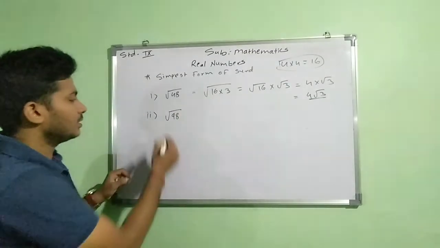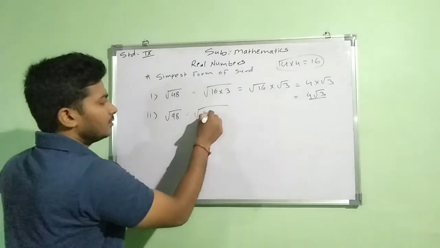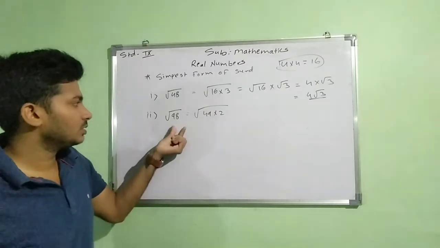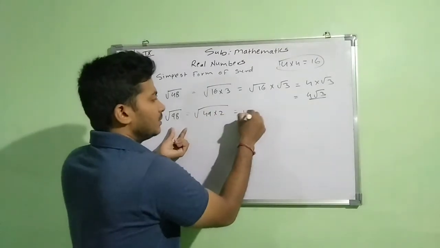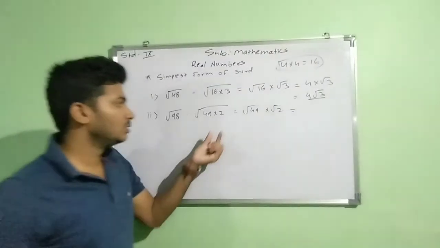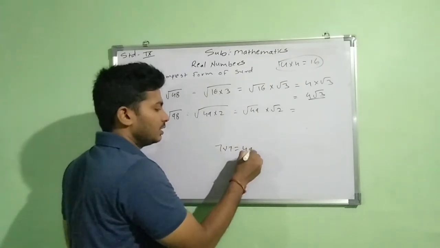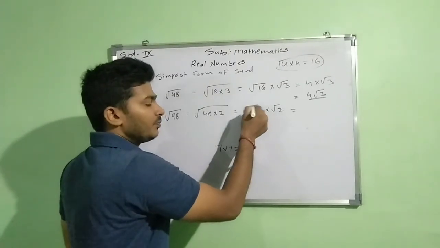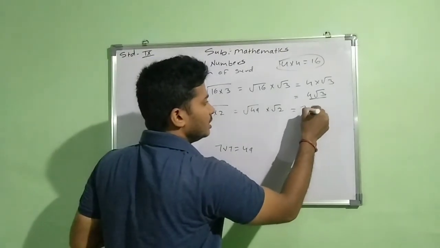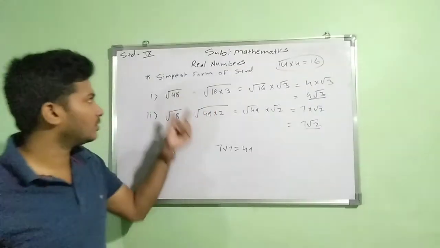Similarly here we have under root of 98. So under root 98 we can write as 49 into 2. If you multiply 49 with 2, we will get 98. So we can separate under root 49 multiplication under root 2. Now look here, that 49 is a multiplication of 7 into 7. Therefore 49 is a perfect square of 7. So we can write 7 multiplication root 2, that is 7 root 2. So this is the simplest form of the surd.